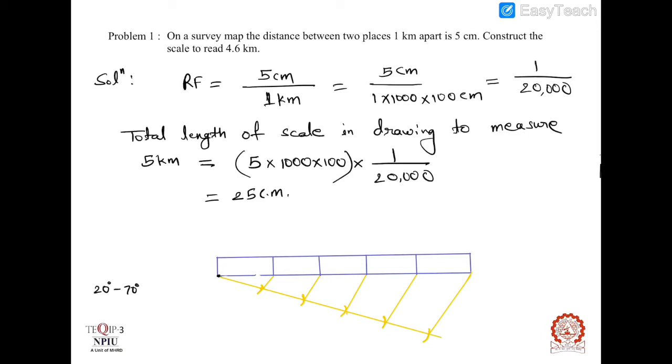Why are we using this procedure to divide this line into 5 number of equal parts? We could have directly measured the distance and divided this into 5 number of equal parts, because we know this length is 25 and each part will be 5 centimeter, which will represent 1 meter.